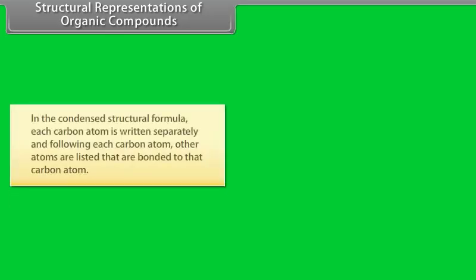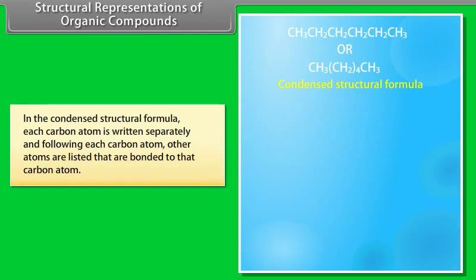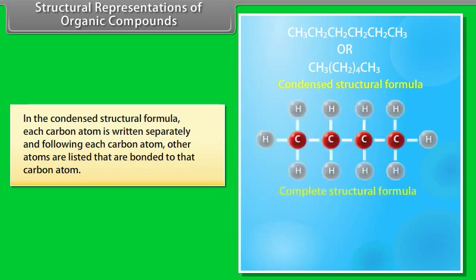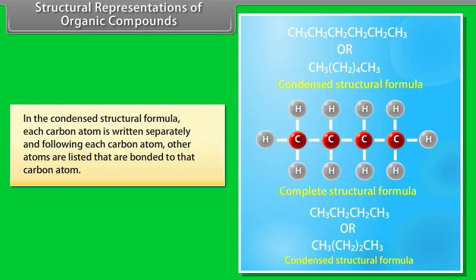Structural representations of organic compounds. In the condensed structural formula, each carbon atom is written separately and following each carbon atom, other atoms are listed that are bonded to that carbon atom. For example, complete structural formula. Its condensed structural formula can be written as shown. Bond line structures.